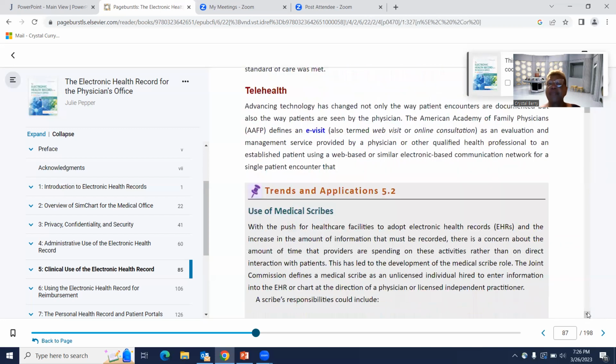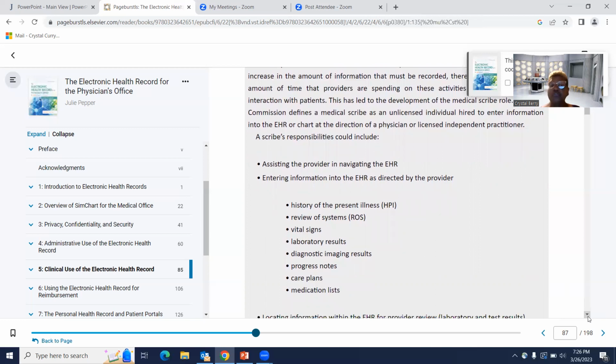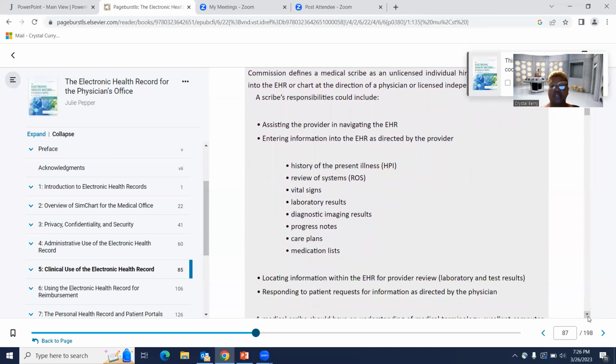Trends and applications 5.2, use of medical scribes. A scribe's responsibilities could include assisting the provider in navigating the EHR, which is the electronic health record, and entering information into the EHR as directed by the provider: history of present illness (HPI), review of systems (ROS), vital signs, laboratory results, diagnostic imaging results, progress notes, care plans, and medication lists.